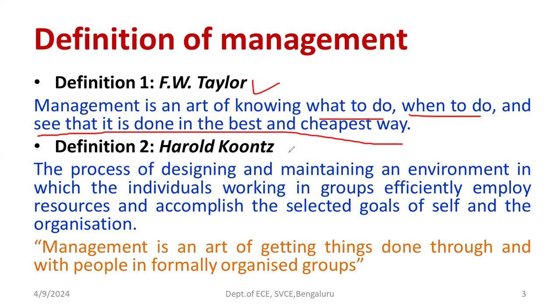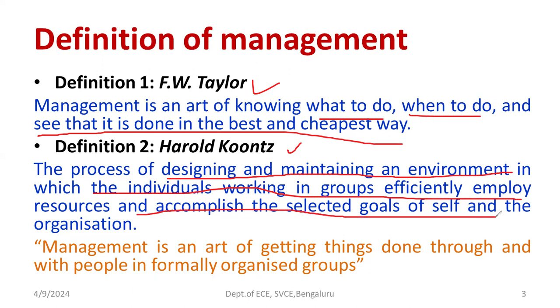Another definition, by Koontz: the process of designing and maintaining the environment in which individuals working in a group efficiently employ resources and accomplish the selected goals of self and the organization. That means management is an art of getting things done through people in formally organized groups. It's basically teamwork: how to complete the work in the best possible way, with maximum utilization of resources at minimum cost. That is the major concept of management.